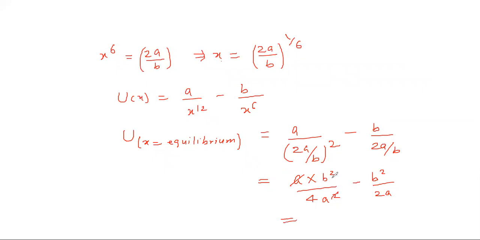So we get B square upon 4A minus B square upon 2A, which is equal to minus B square upon 4A. So we have got U at equilibrium.